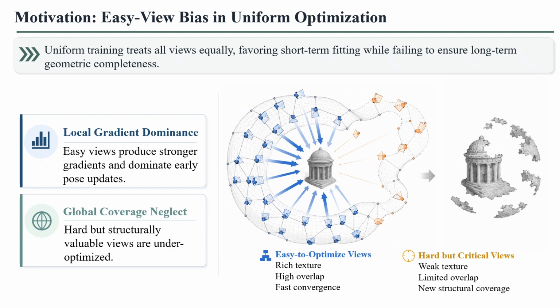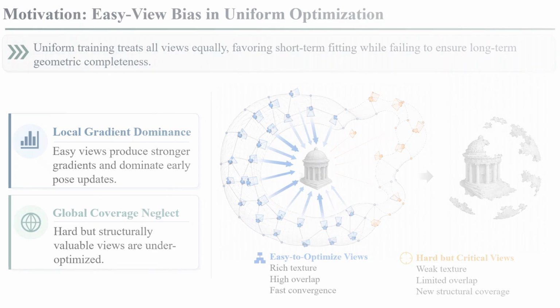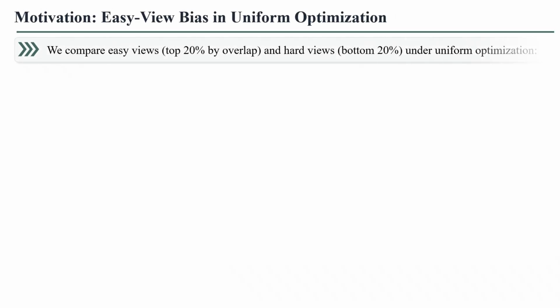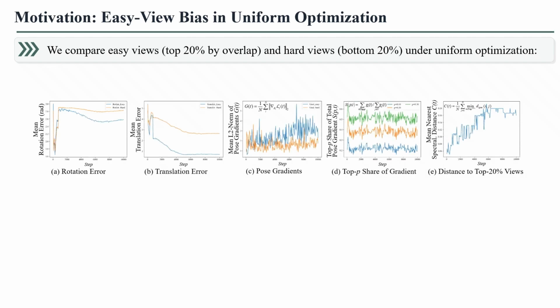To verify this phenomenon, we quantitatively analyze the training behavior of easy and hard views. Here, we define easy views as the views with the highest overlap and hard views as those with the lowest overlap. The first two plots show that easy views consistently have lower rotation and translation errors throughout training, which indicates faster convergence. The third plot shows that they also generate larger pose gradients.